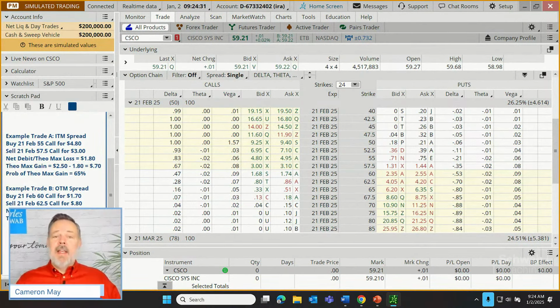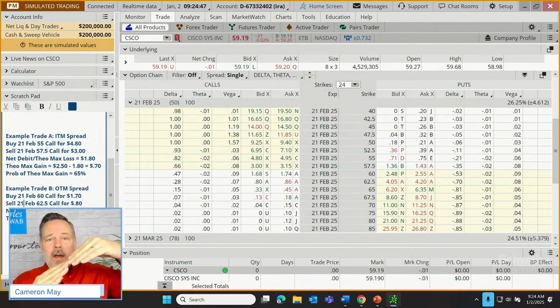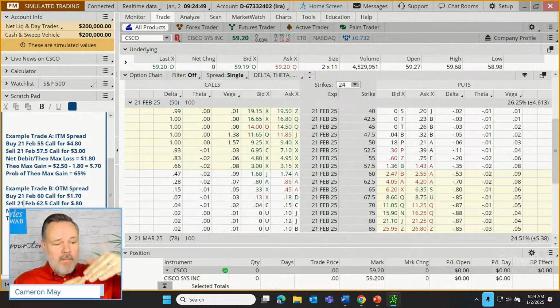With spread trading, lots of traders can be attracted to that higher reward potential, but they have to be aware that there's a trade-off here. When the possibility of reward goes up with spread trading, guess what happens to the probability of reward? It goes down. That's the way it works.